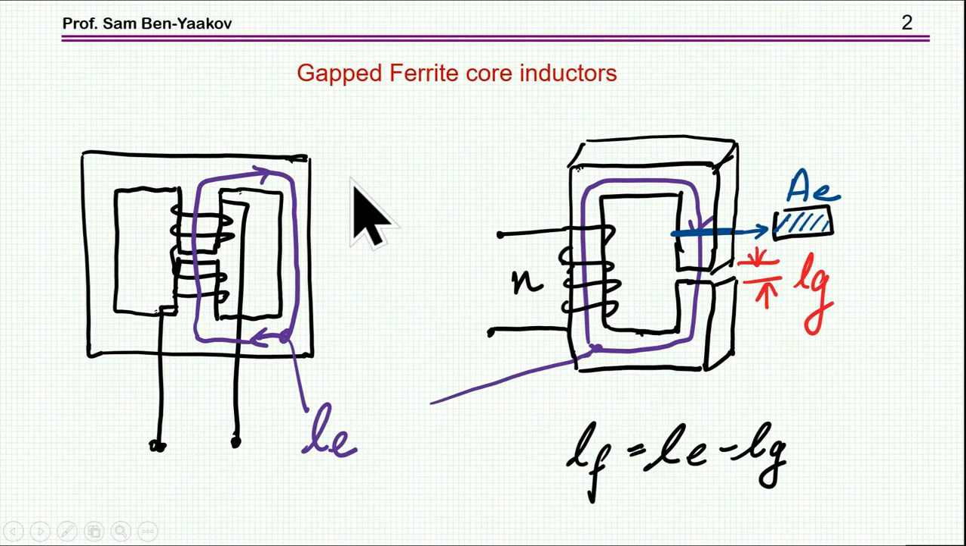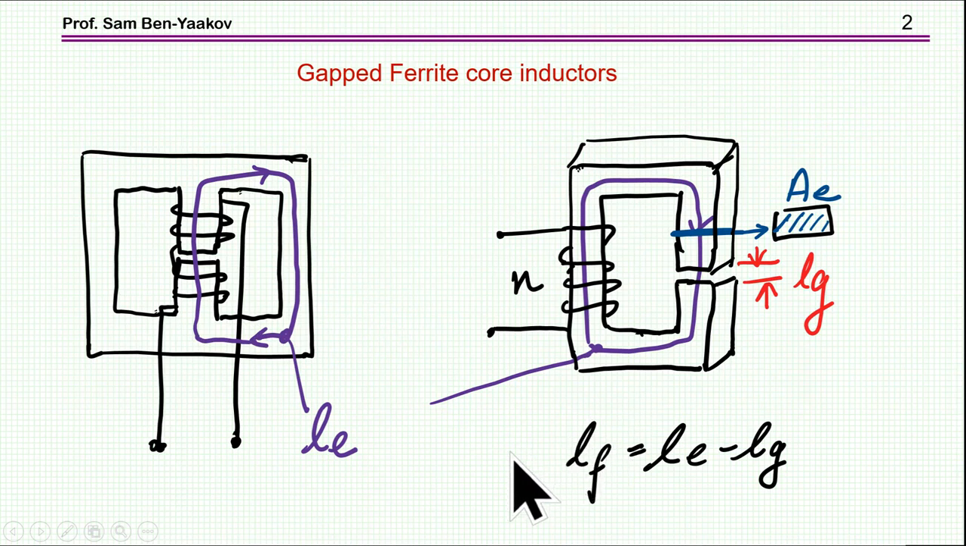Our inductors are generally built around gapped ferrite cores or powder cores, which we are not discussing here. In the case of the gapped ferrite core, we see the core itself, the ferrite material, and there is a gap here. This is the winding, and this is the gap. In this case, this is like an E core, and this is a U core.